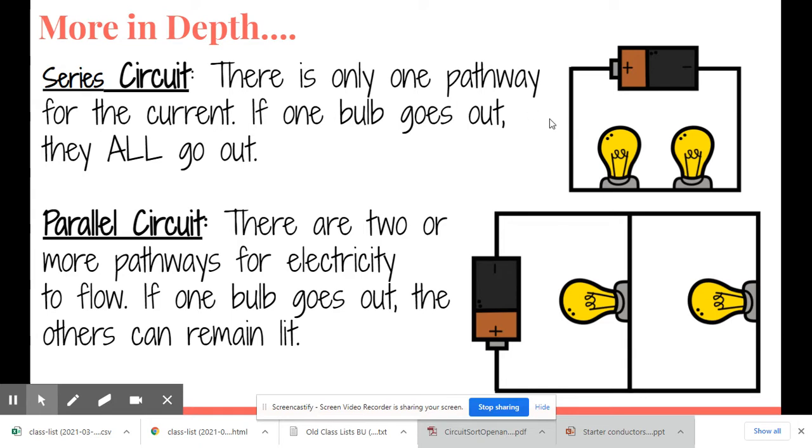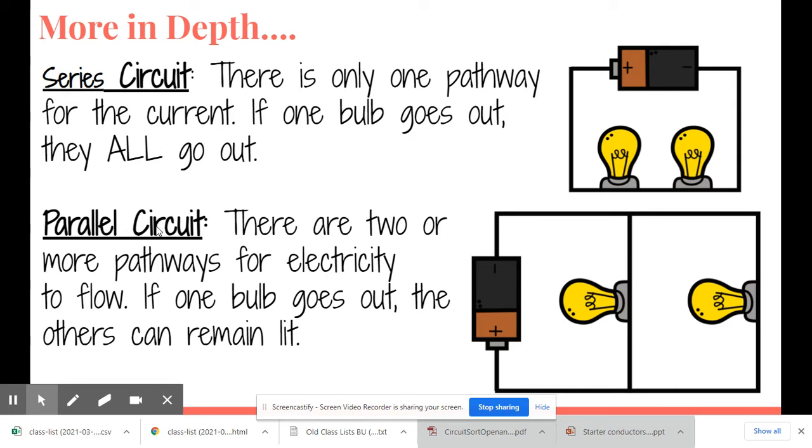But unfortunately, if one of these light bulbs goes out, they all go out. So maybe around Christmas when you put up your Christmas lights, you have to figure out what exact light bulb went out and caused the entire circuit to go out. Then you know it's called a series circuit.